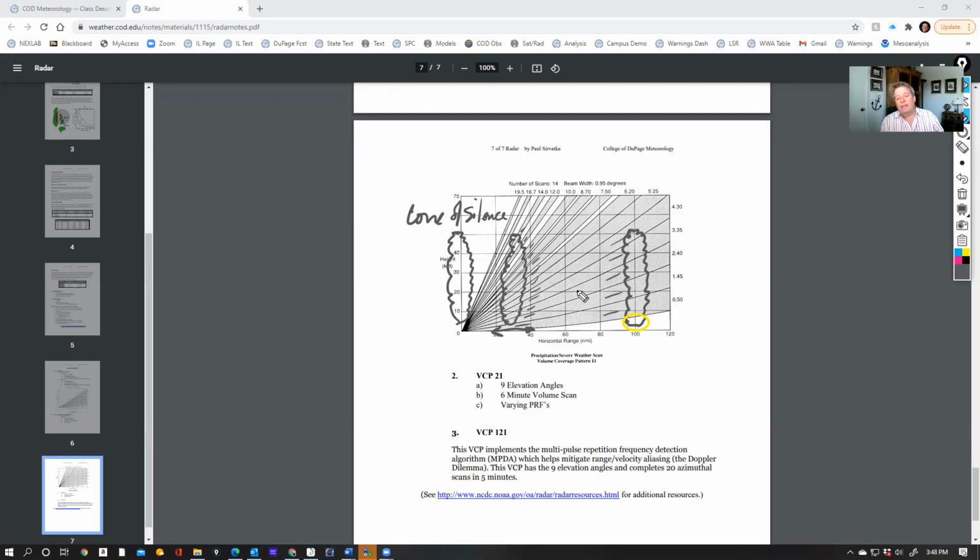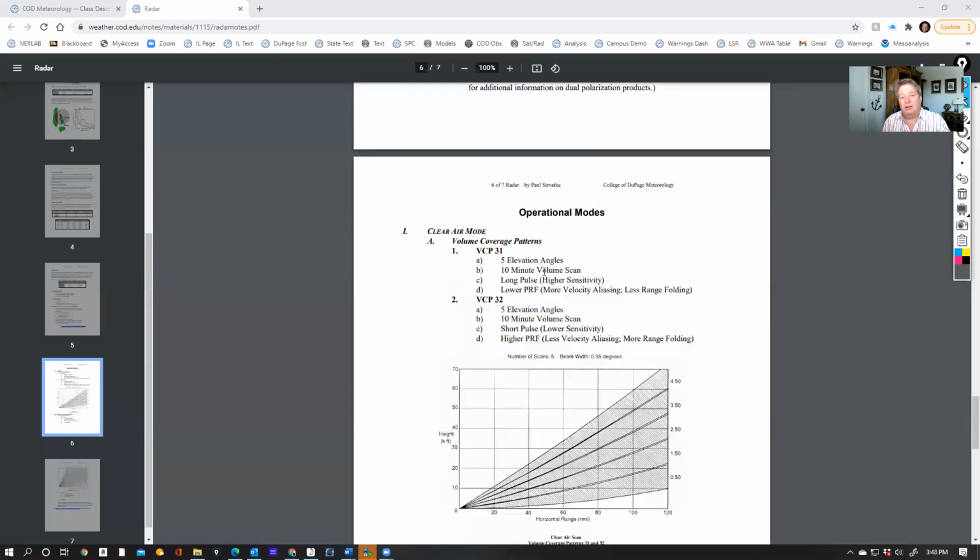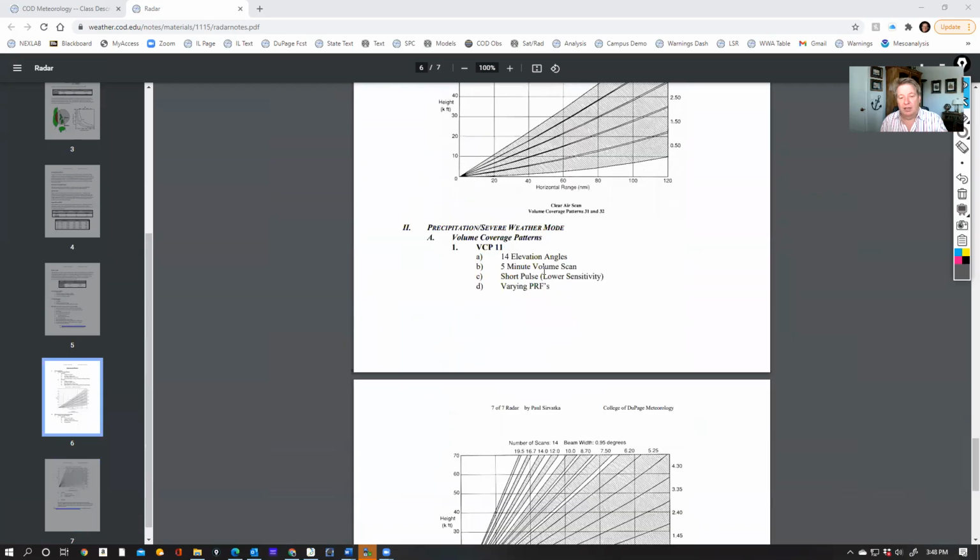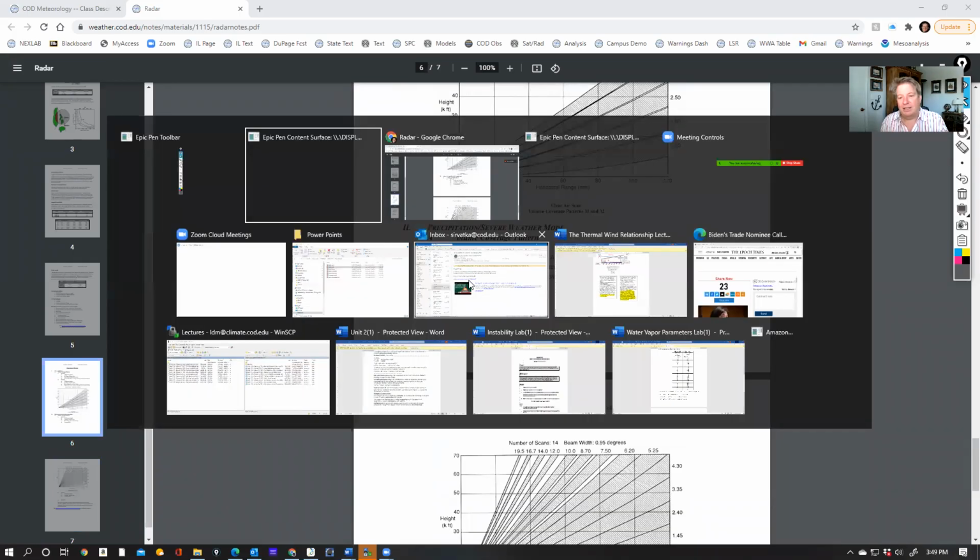So that's what this is all about, looking at these beams. And that's what this page shows you. So we didn't really talk about that during class, but now you will be held responsible for that. So I'm going to keep this up because we're going to come back to it in a little bit.